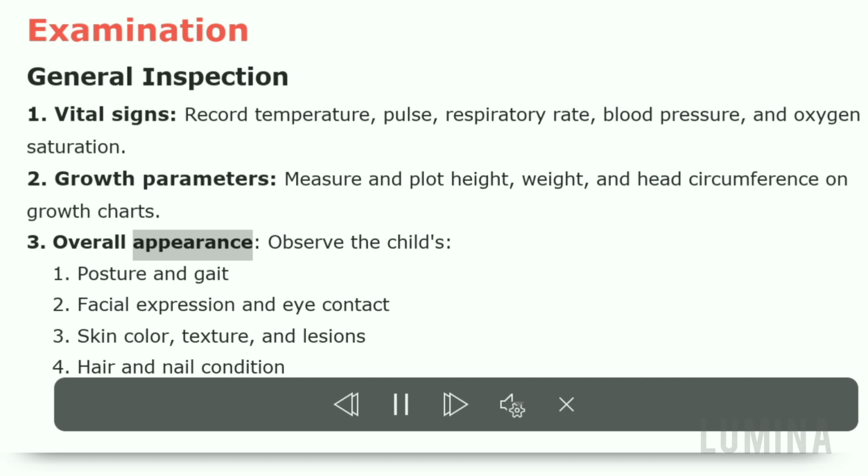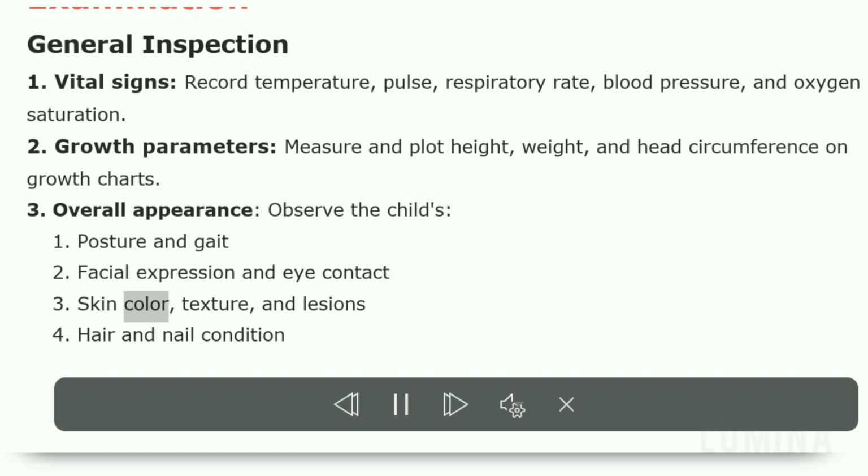3. Overall appearance: observe the child's 1. Posture and gait. 2. Facial expression and eye contact. 3. Skin color, texture, and lesions. 4. Hair and nail condition.